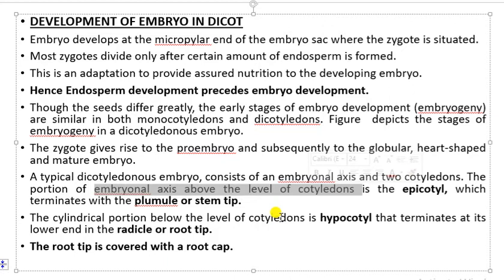So, the epicotyl is the part above the cotyledons and it terminates into the plumule or stem tip, which further develops into the shoot, whereas the hypocotyl terminates into the radicle or root tip. This root tip is also covered by a root cap so that it can be protected while the root is growing.